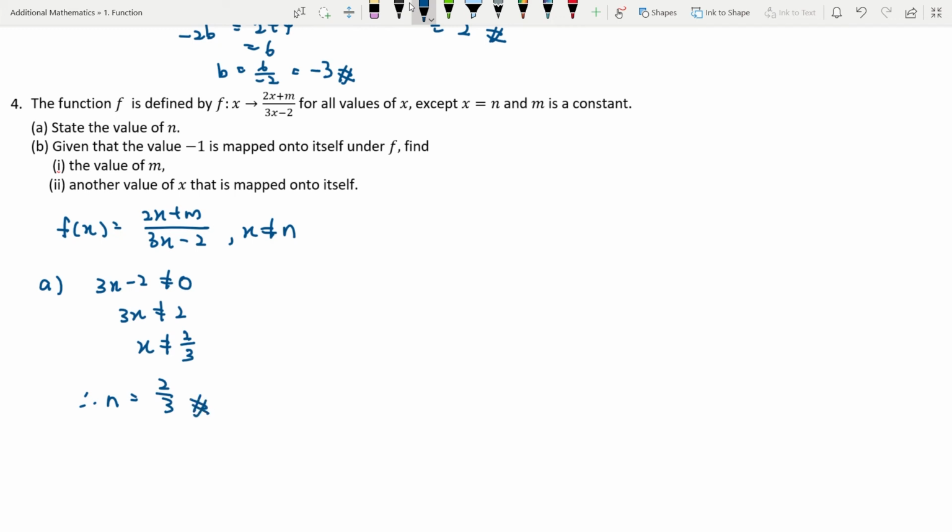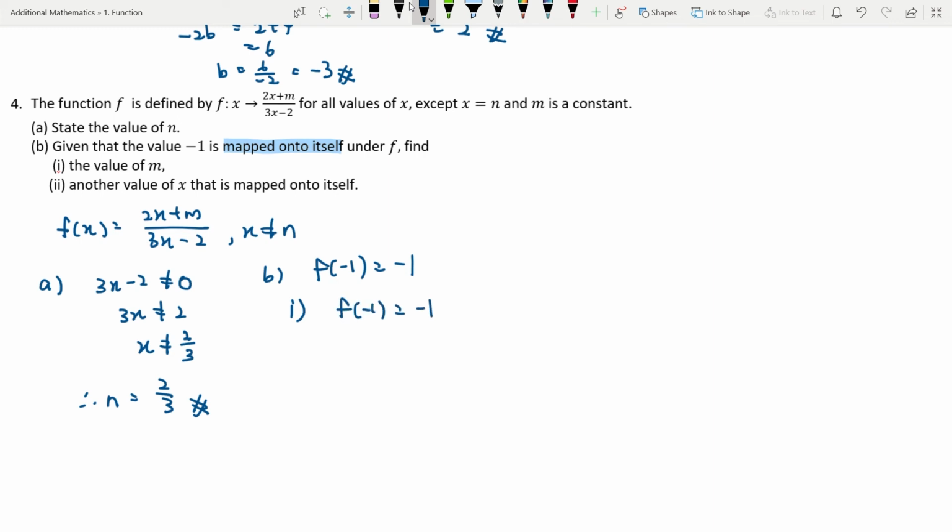B. Given that the value -1 map onto itself under f. f of -1 equals to -1. Find the value of m. For the first part, we're going to continue from here. F -1 equals to -1.